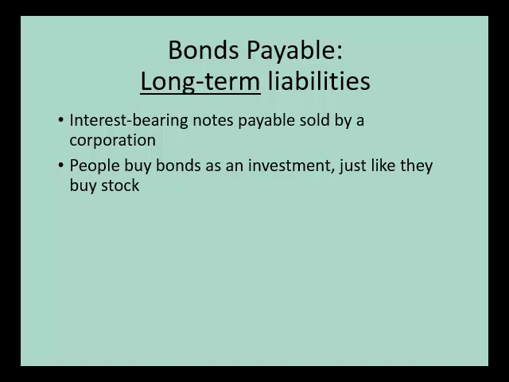So now let's talk about a new type of liability discussed in Chapter 10, bonds payable. Bonds payable are a long-term liability, and what they are is interest-bearing notes payable, which are sold by a corporation. And anyone can buy a bond. So people buy bonds as an investment just like they buy stock, except when they're buying a bond, they're buying a notes payable, so they're lending money to the corporation, and the corporation promises to repay the principal amount borrowed plus interest.